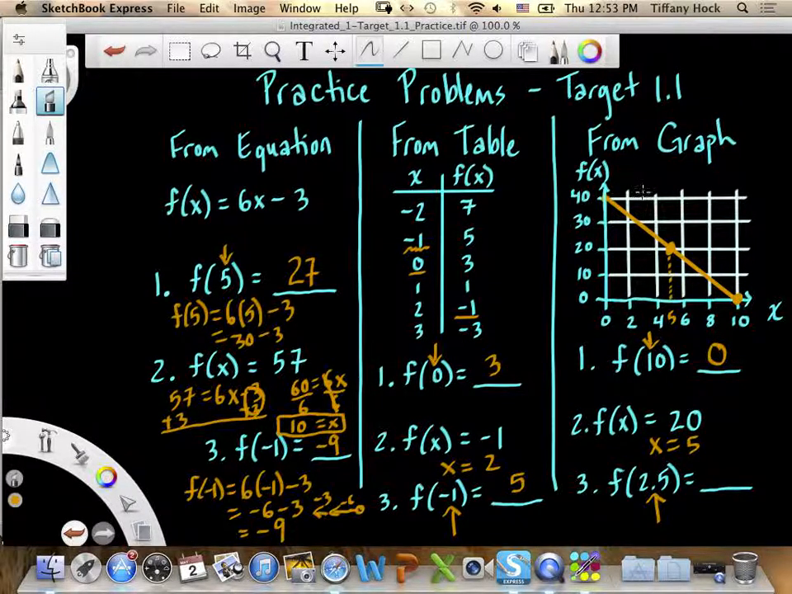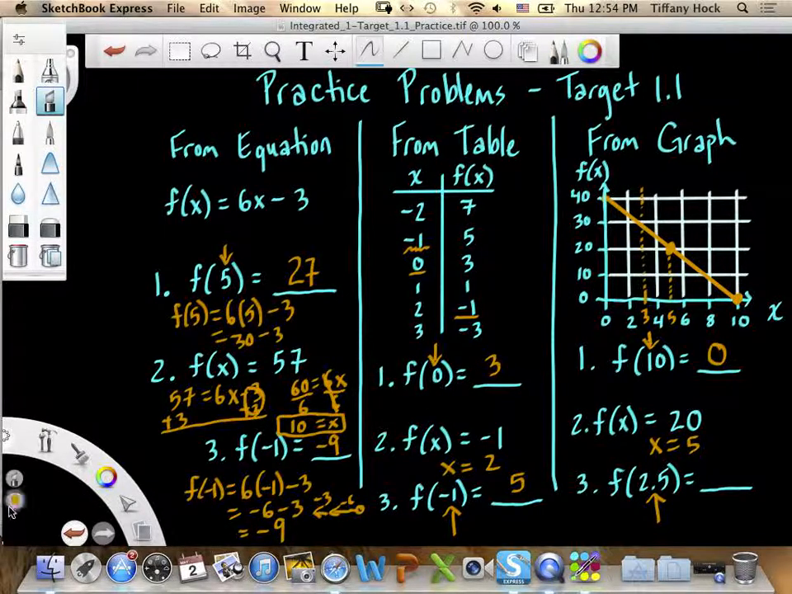So I'm looking for when x is 2.5, what is the corresponding f of x value up here? If we imagine splitting this in half, because my scale is going up by 2, that's where the 3 would be. But if you notice, it's still not exactly where this line is crossing. However, if we go halfway between 2 and 3, that's where 2.5 would be.